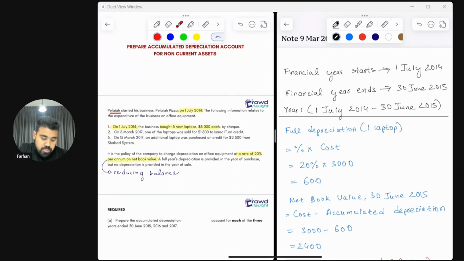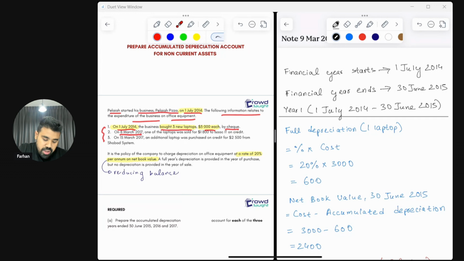Pelayo started his business, Pelayo Pizza, on 1 July 2014. The following information relates to the expenditure of the business on office equipment. Here we have got three pieces of information. On 1 July 2014, the business bought three new laptops, $3,000 each, by check, which means altogether the three laptops should cost a total of $9,000.